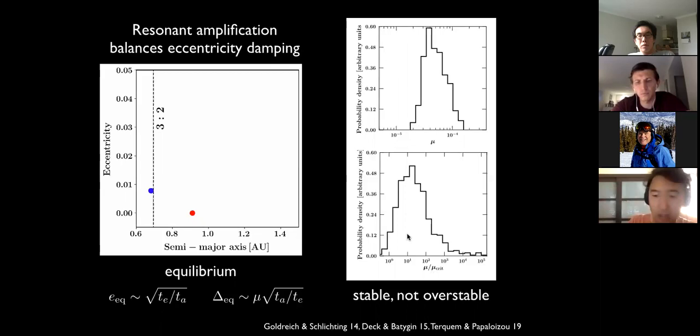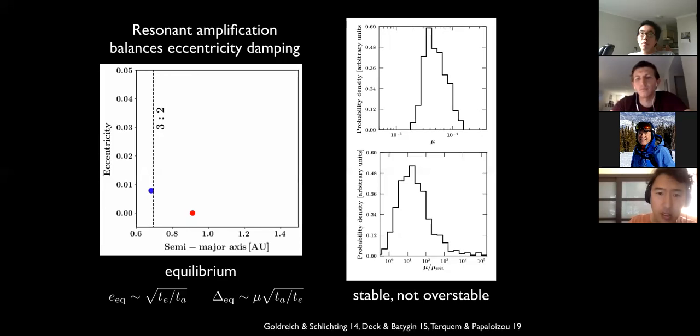And this was not the conclusion of Goldreich and Schlichting. We looked back into it, and it's because they were using masses that we think were systematically too low. They used early Kepler data and they used a bulk density that was incorrect. So the instability that they found exists, except it's just not relevant for Kepler super Earths, whose masses are plenty big enough to avoid it. Okay, so that's one feature of our solution.